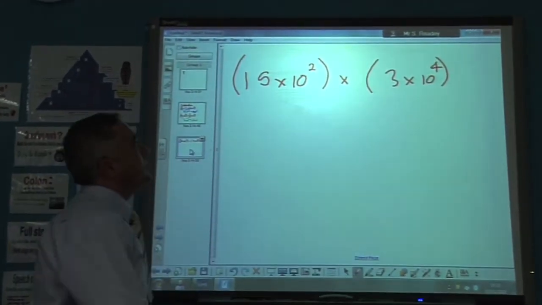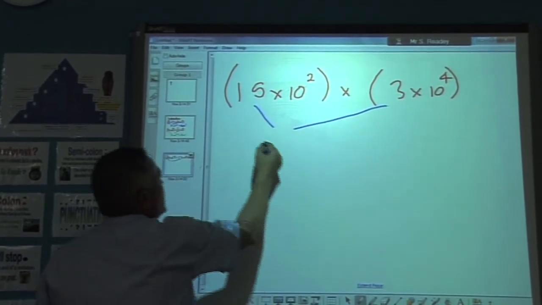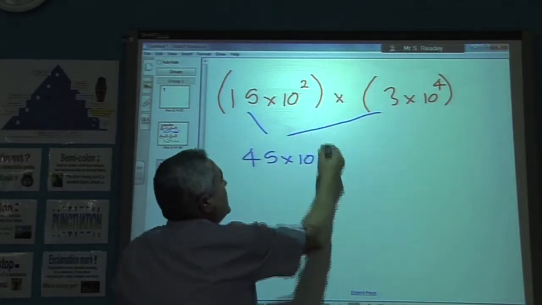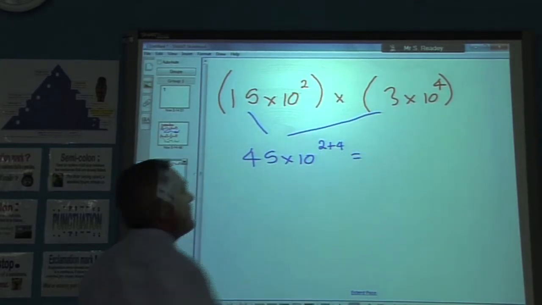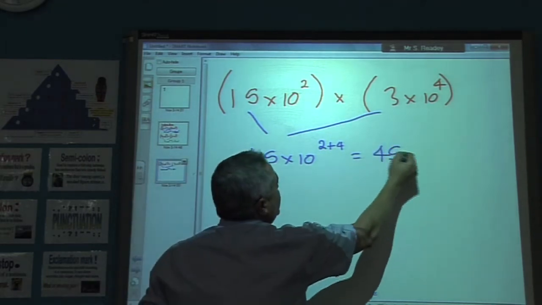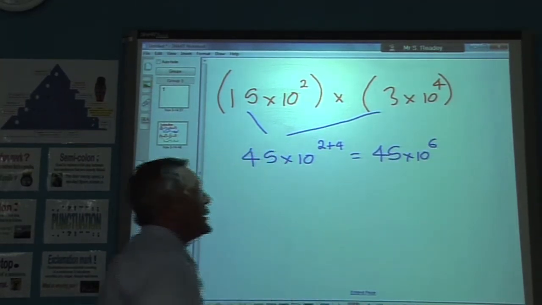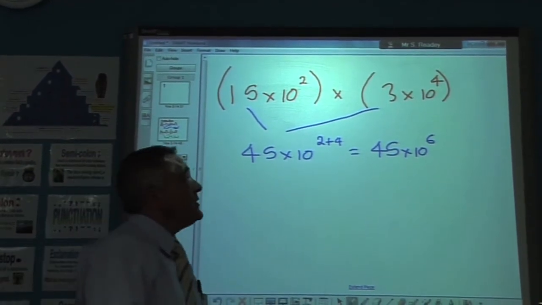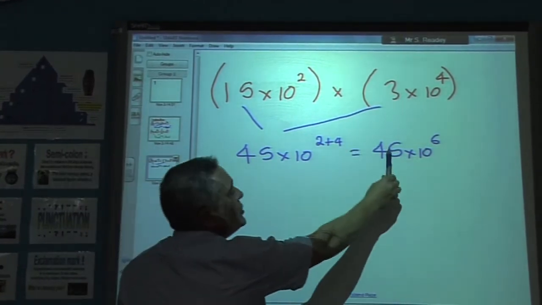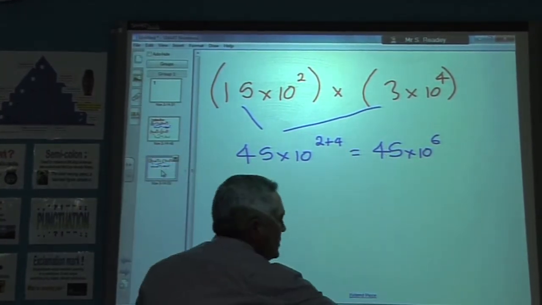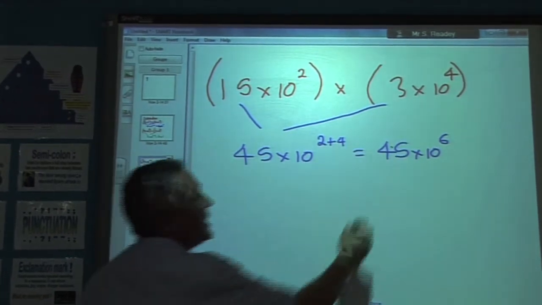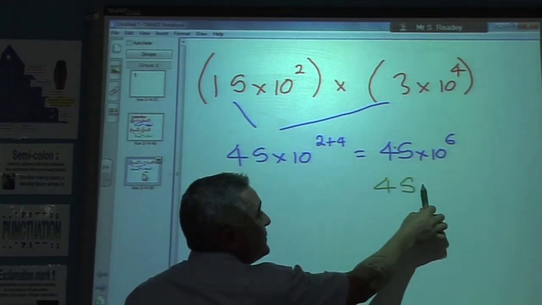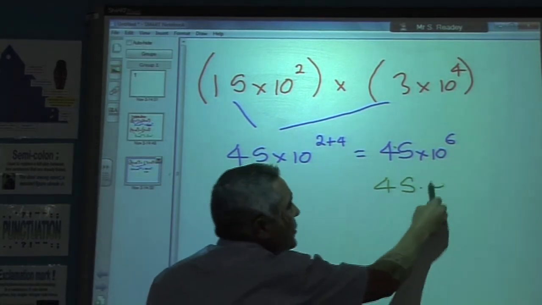This next one, again, 15 times 3 is 45, times 10 to the 2 and 4, 2 plus 4, 45 times 10 to the 6. But that's not finished, that's not in standard form. Remember, in standard form, the decimal point has to be behind the first non-zero digit. So it wants to be there. At this moment in time, that is 45. The decimal point is actually there because it's 45.000 and so on. Okay, so we don't want it there.